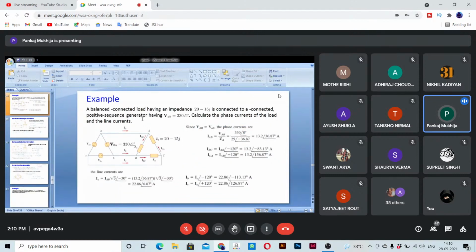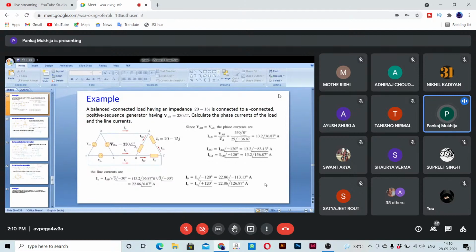Now in this particular case, we have a balanced delta connected load. Impedance is this, and VAB is given as this. We are asked to calculate the phase current of the load and the line currents. So here VAB is the same as small vab, so phase currents are this, and line currents you can obtain like this. Any issue in this problem? Any doubt you can ask?